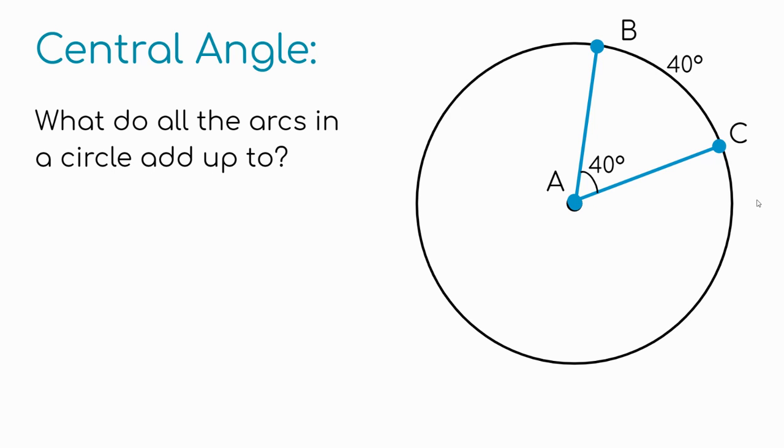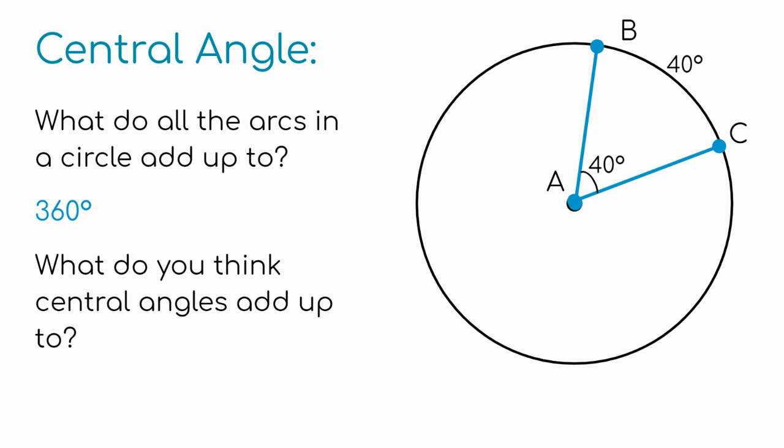So you remember from yesterday, what do all the arcs in a circle add up to? So if I went all the way around a circle, how many degrees would that be? Hopefully you remember it's 360. So then what do you think the central angles are going to add up to? So if you think about it, the angles are equal to the arcs. So if the arcs add up to 360, the angles also are going to add up to 360. So everything in a circle is adding up to 360.